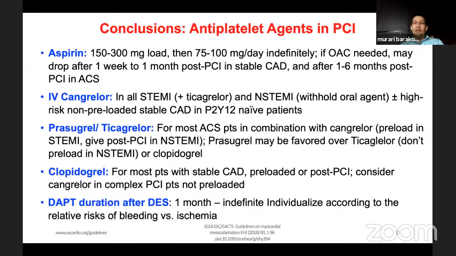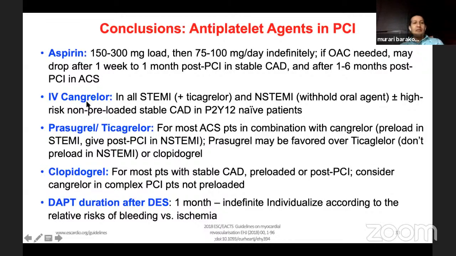And if oral anticoagulation is needed, we can drop aspirin from 1 week to 1 month post PCI in a stable patient, and about a month in acute coronary syndrome patients. And if the patient is P2Y12 naive, he has not been preloaded, then we can give IV cangrelor if it is available. Unfortunately, it is still not available.